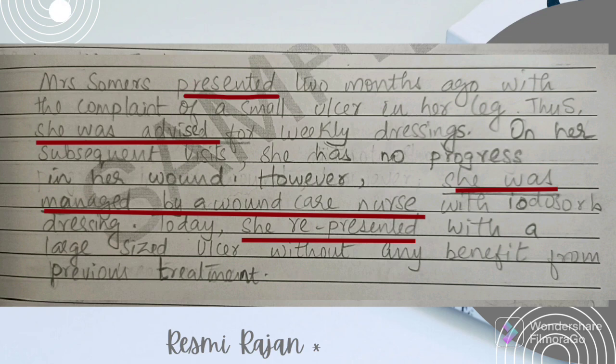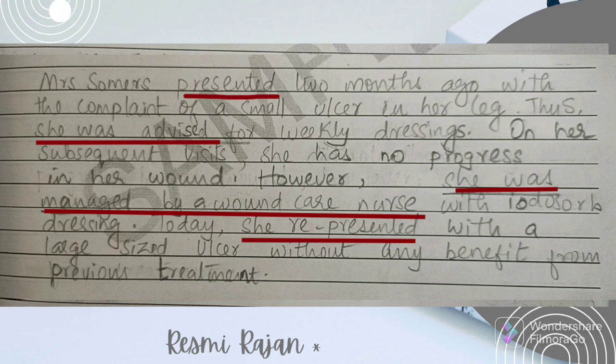On her subsequent visits, she has no progress in her wound. That should be active only. She has no progress, that one you have to write in active only. Then, "however, she was managed by a wound care nurse with hydrosorb dressing." Most students would write "however, a wound care nurse service with hydrosorb dressing has been initiated." But it should be "she was managed by a wound care nurse with hydrosorb dressing."